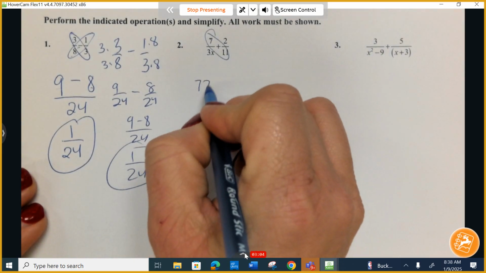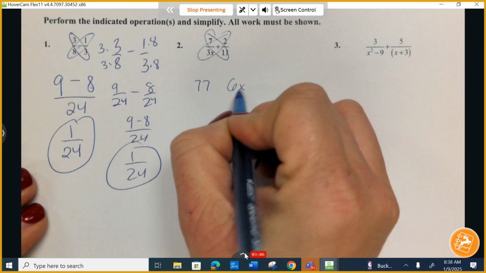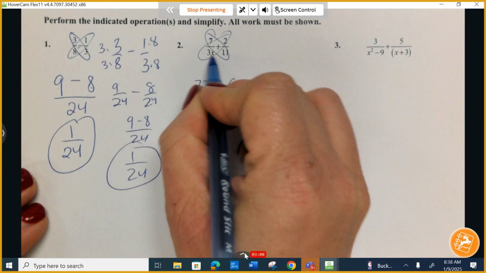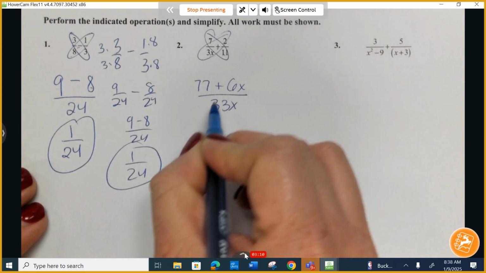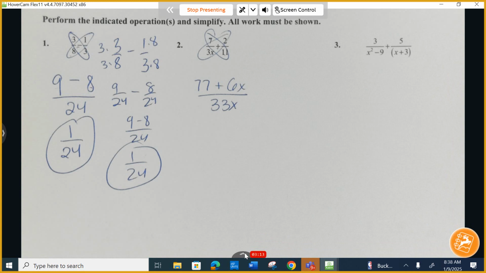I have 7 times 11 is 77. 2 times 3x is 6x. In between, I drop down the plus sign, and when I multiply, I get 33x. Now, here's the deal. Can I do anything else? Because that matters. We have to be fully simplified here. And so I'm asking myself, is there anything more I can do here?